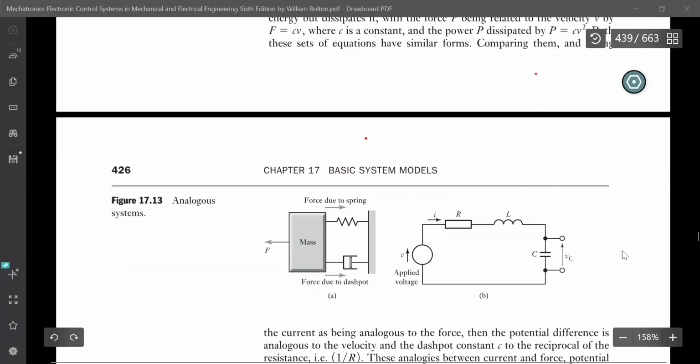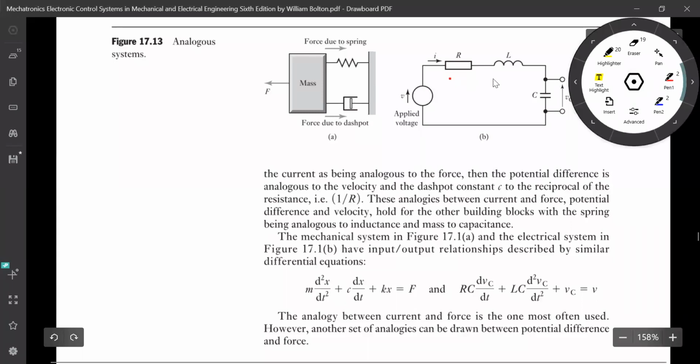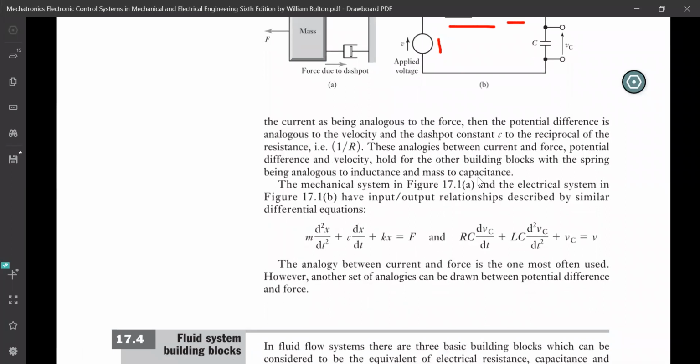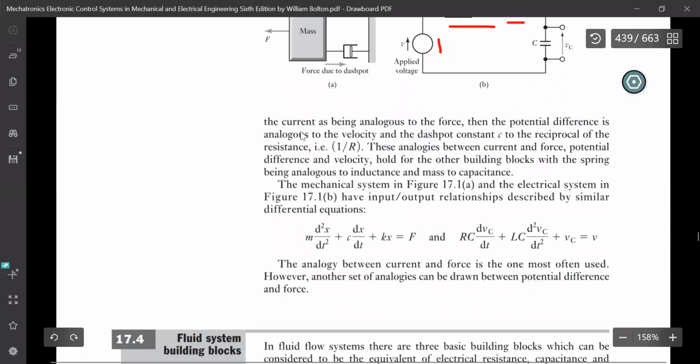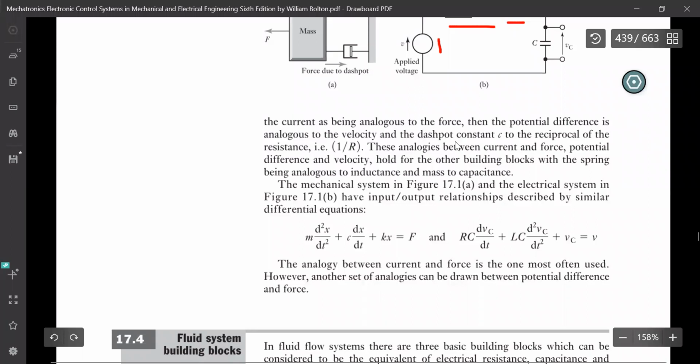Over here, if you see, this is the diagram, which completely explains everything. On the left-hand side, we have a mass, dashpot, and a spring system. And over here, we have the resistance, inductor, and the applied voltage, and current is flowing through this because we have applied a potential difference also. Okay, looking at this, the current is analogous to the force. As we apply force, there is a motion or a displacement. Similarly, whenever there is a current flowing in the system, a potential difference is created across 2 points. And so potential difference is analogous to the velocity.